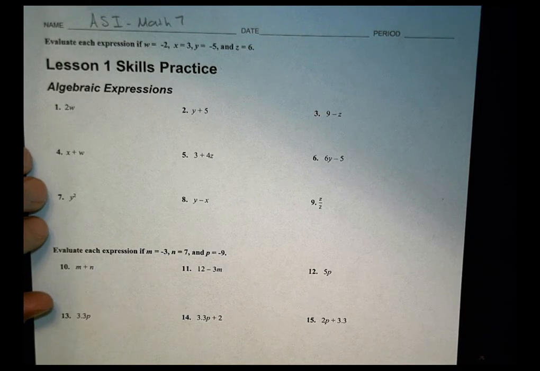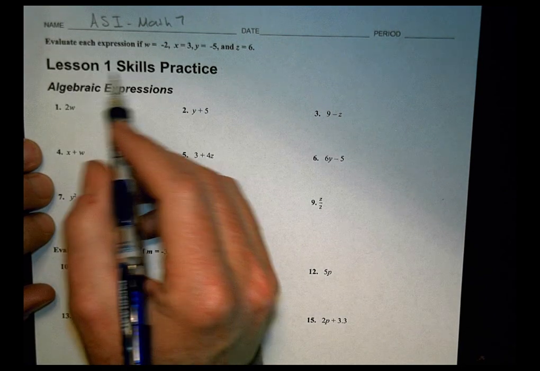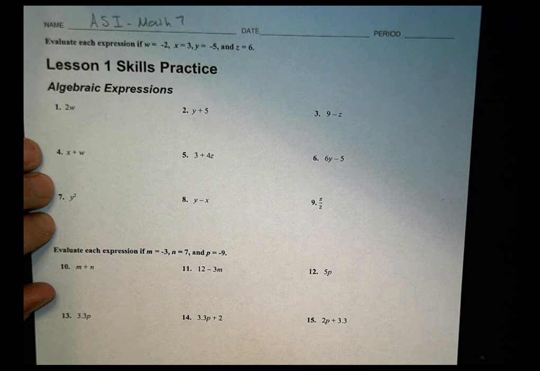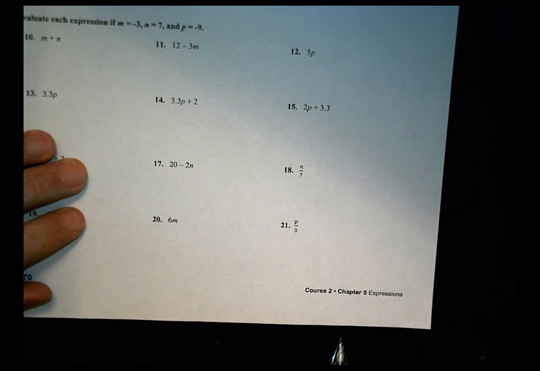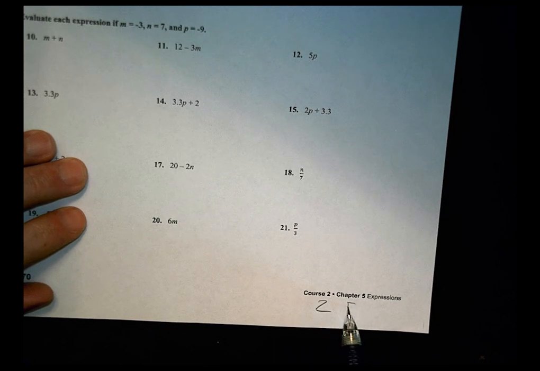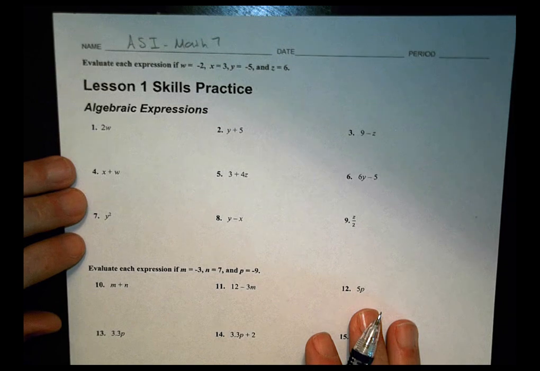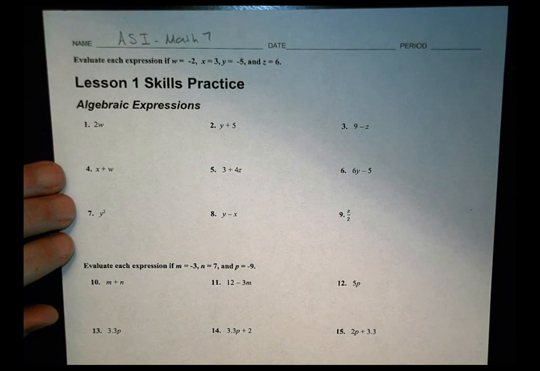Hi there, this is Alta Sierra's Math 7, some extra practice. This is Lesson 1 Skills Practice. That's what we're looking at here, and it comes from, if you look in the bottom right hand corner, the worksheet that says Course 2, Chapter 5 on Expressions. So it's just a little extra work your teachers have given you to practice.